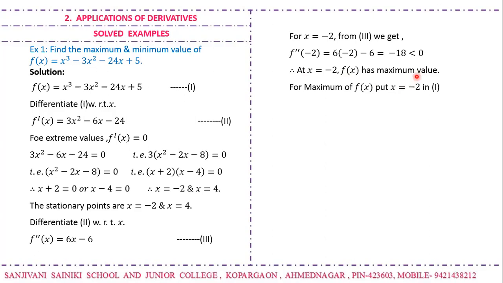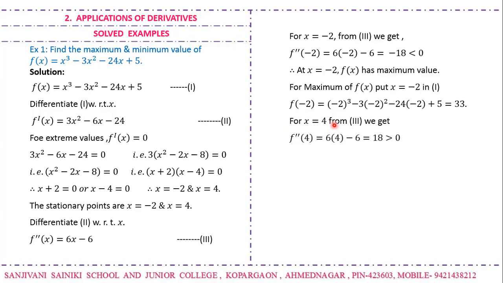Now how to find the maximum value? We put x = -2 in our function to get the maximum value. So the maximum value is 33. Now the second stationary point, x = 4. Put x = 4 in the second order derivative and we get 18. So at x = 4, the function has a minimum value because the second derivative is positive. Second derivative positive means the function has a minimum value; second derivative negative means the function has a maximum value.